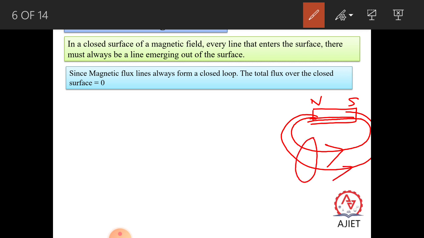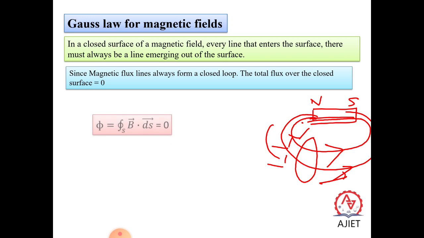Suppose you take an area here, you can see this is the line entering and this is the line going out. So what it tells is, in a closed magnetic field, every line that enters the surface, there must be a line emerging out of the surface. You can see this line is entering this area and the same line is moving out from this area. So this is called Gauss law for magnetic flux. Okay. So here the total flux over the closed surface is equal to 0.